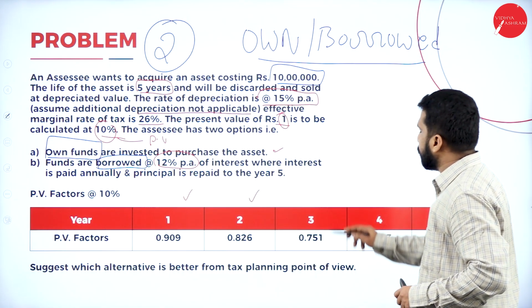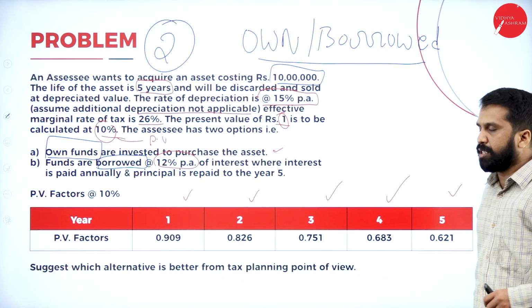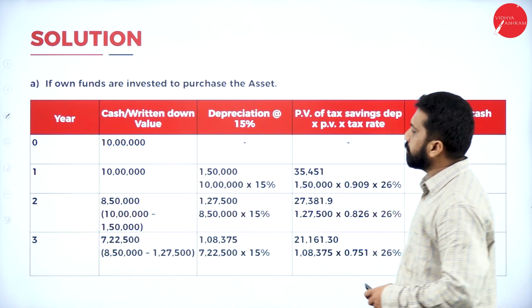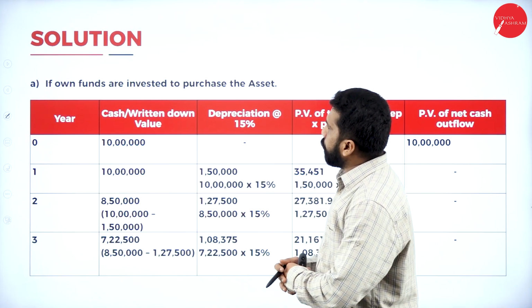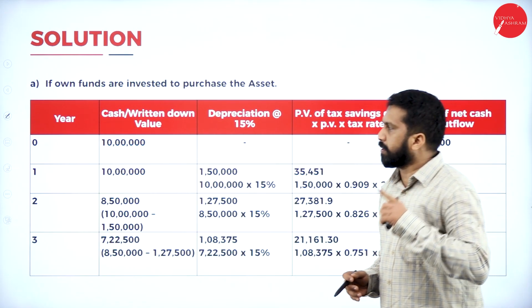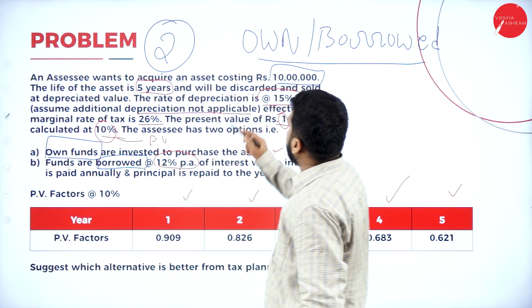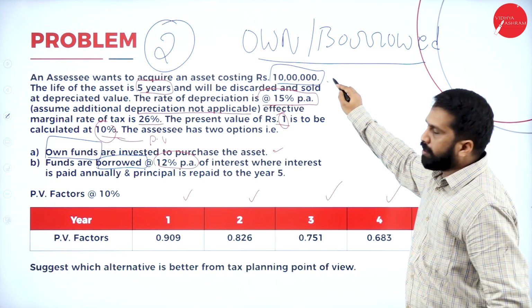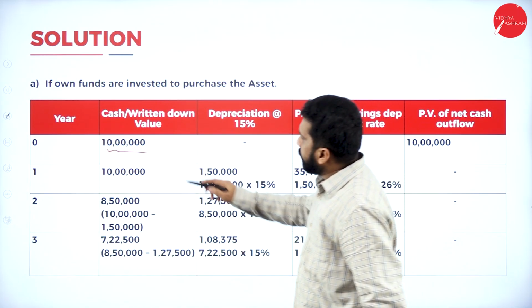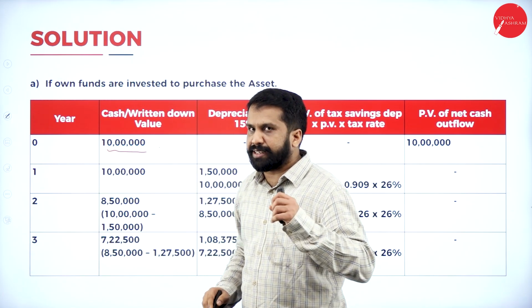0.909, 0.826, 0.751, 0.683, 0.621. Now, if own fund is invested, first we'll do the calculation for own fund. Now, what is your own fund? 10 lakh, because the price of the machinery is 10 lakh. Now, 10 lakh is your investment. First year it is 10 lakh.